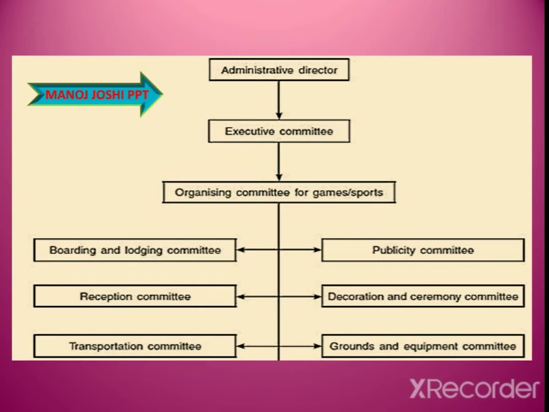So, first of all, there is the administrative director. It means this is the chairperson, this is the head of the organization, and after that there is the executive committee. Executive committee means there are 5, 7, 3 members. The number will be an odd number.